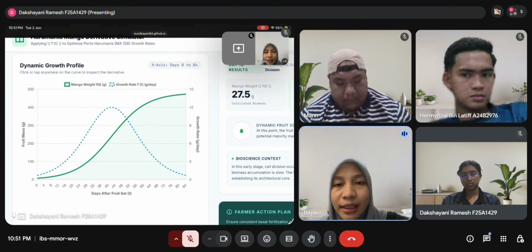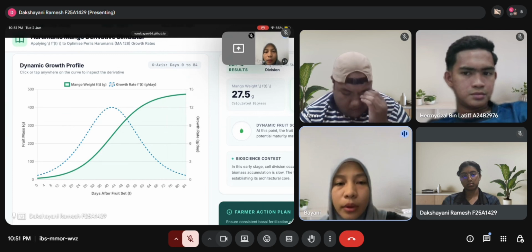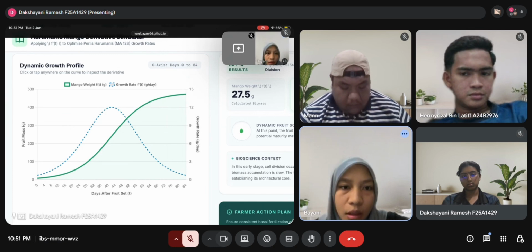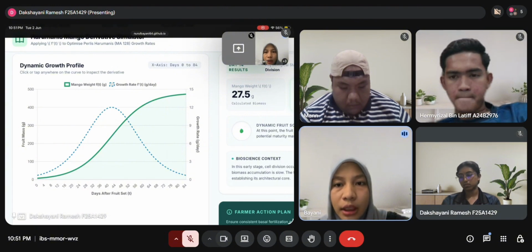This is crucial because the growth rate tells us exactly when the tree needs the highest amount of potassium and water. Misjudging this causes fruit rot or skin cracking, ruining the premium quality.